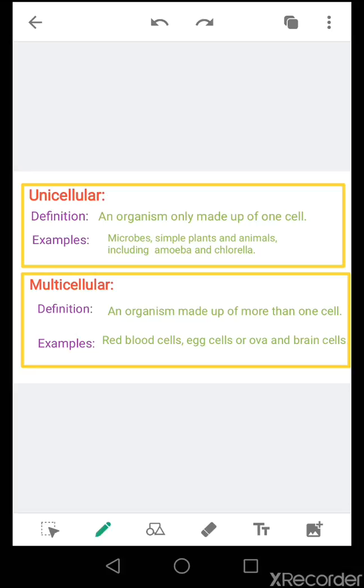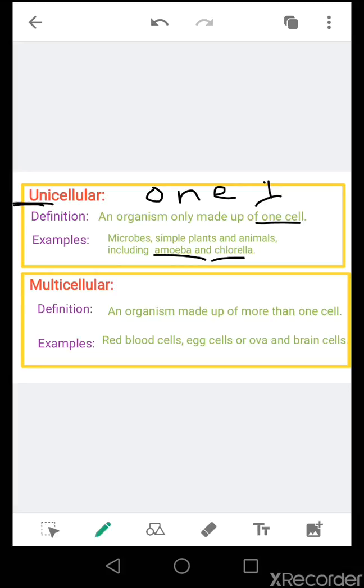Now let's discuss unicellular. What is unicellular? Students, you can mark this point over here. You can make a note that uni means one. Uni means only one, and cellular means cells. So unicellular means an organism made up of only one cell. And what are its examples? These are microbes, simple plants, and animals, including amoeba and cholera. I'll show you the diagram of amoeba in the next slide, and cholera is present in your textbooks.